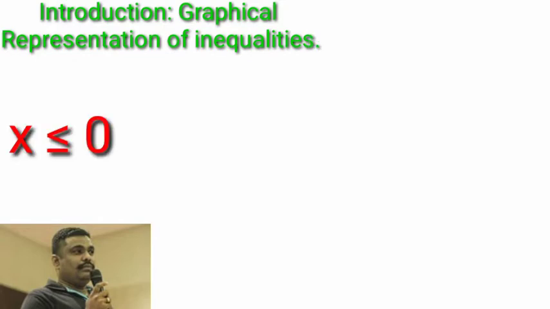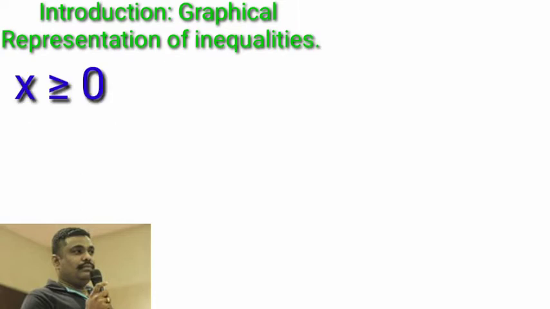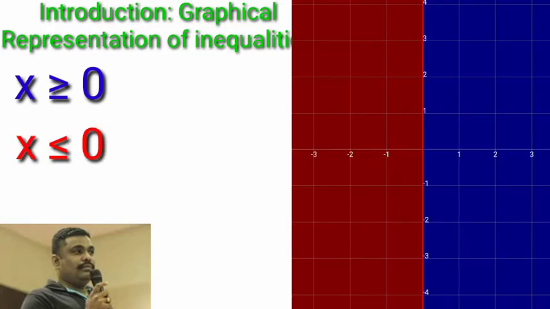Suppose x is less than or equal to 0. It lies left of the y-axis. Seeing the diagram, the red color region represents x less than or equal to 0. Now can you understand the difference between x greater than or equal to 0 and x less than or equal to 0? See together, the blue color region represents x greater than or equal to 0, and the red color region represents x less than or equal to 0.